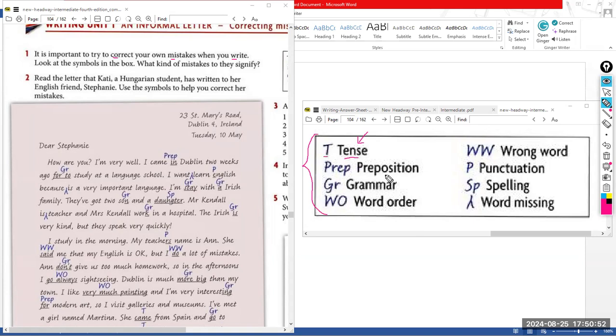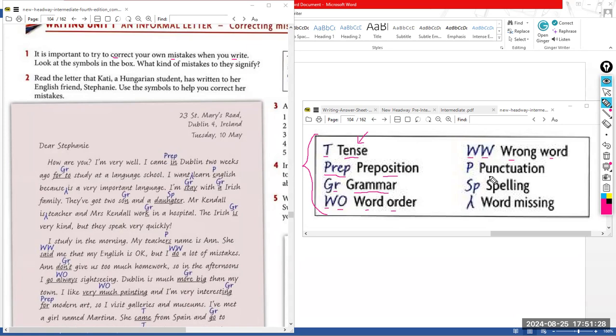The second step is preposition. You have to check your prepositional mistakes, if any, and the symbol is PREP. The third step is checking the grammatical mistakes, and the symbol is GR. The next step is checking your word order mistake, and the symbol is WO. The next step you have to check is wrong word mistake, and the symbol is WW.